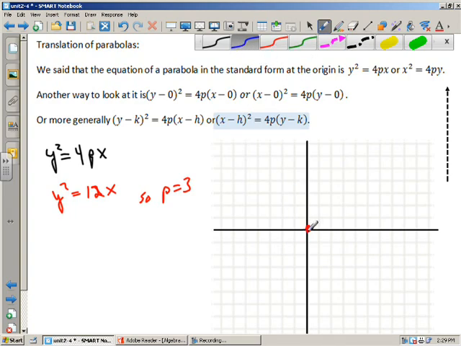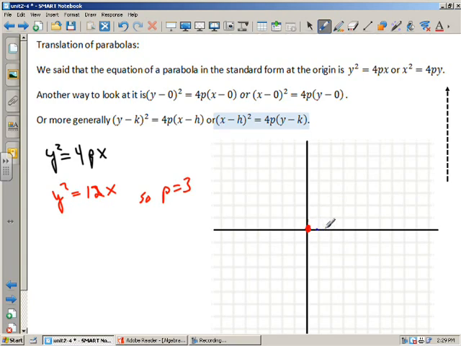We know our vertex is at 0, 0, P is 3, so from my vertex, I go 1, 2, 3, put a dot. This is P, which is 3. Now I'm also going to go up 2P and down 2P. So if P is 3, 2P equals 6. So I go 1, 2, 3, 4, 5, 6, and I go 1, 2, 3, 4, 5, 6. And then I'm going to graph it. And that's how you do it. Okay, that's for an equation where the vertex is at the origin.